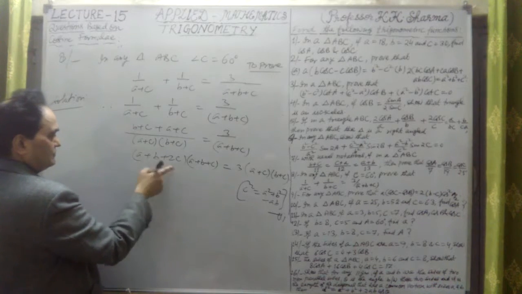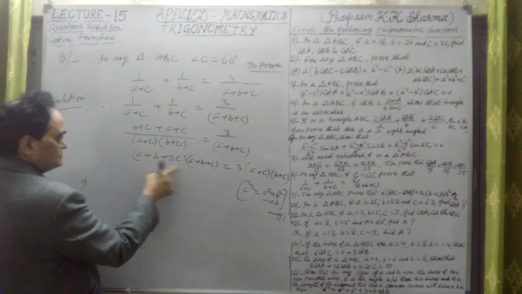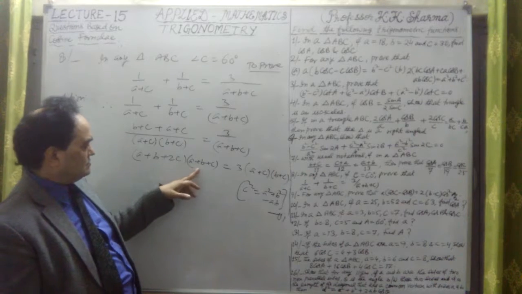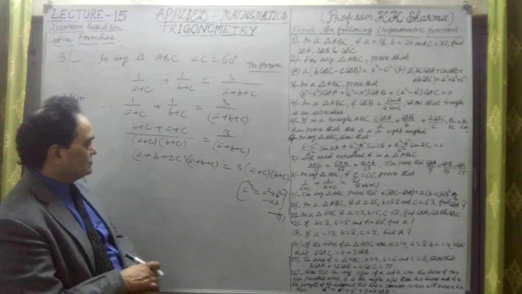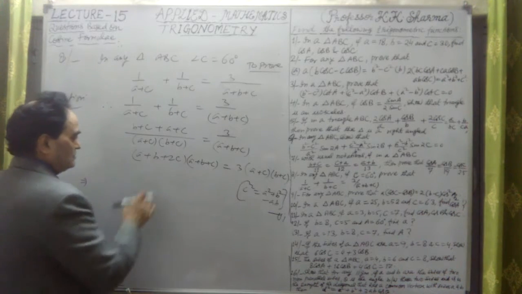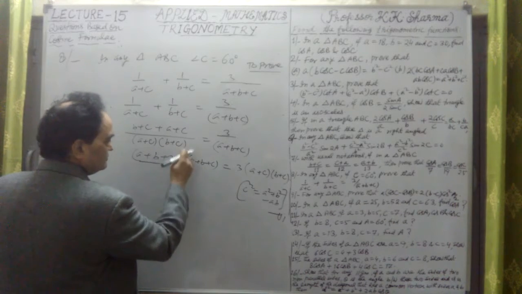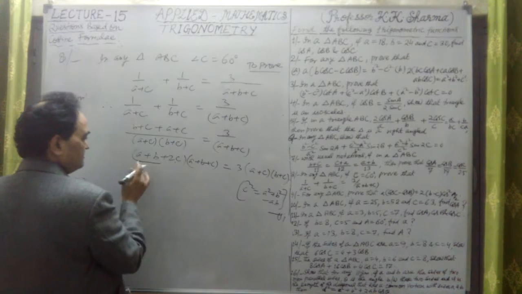In the left hand side, we get the simple that is multiplied: A plus B plus C, and 1C multiplied. This is twice C here. So A plus B plus C whole square. This is A plus B plus C if I take, and then C into this A plus B plus C, B multiplied. What is A plus B plus C whole square?